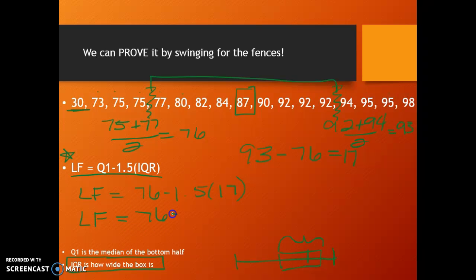76 minus, what's 1.5 times 17? We get 25.5. 76 minus 25.5. We have a lower fence of 50.5. Now what that means is we have proven that any value less than 50.5 is an outlier and can be discarded and not considered in our data set. So bye-bye Holly's score, bring on the pepperoni, and we are ready to go.